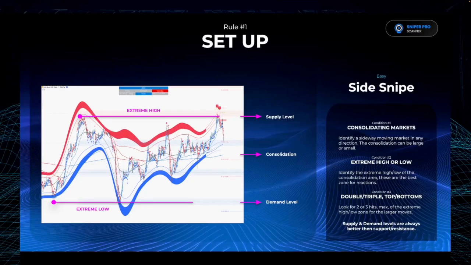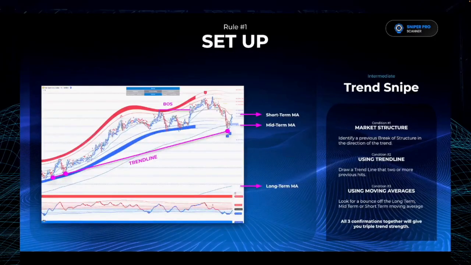Alrighty, so once you've identified the consolidating market, you want to look for the extreme high and the extreme low. Once you've identified that, you move to the third condition, which is to keep in mind double, triple tops and bottoms, simply meaning that you're only looking for the second or the third hit of the extreme high or of the extreme low. You're not looking for 3, 4, 5 hits, because that does not strengthen the support and resistance. That actually weakens it. So we're only looking for 2 to 3 hits. So this is a very simple setup. It's easy, and it's called the side snipe.